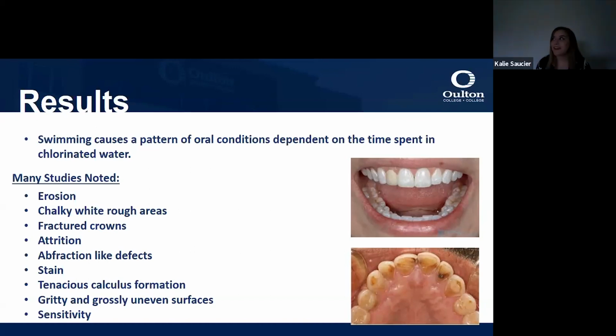Things that we found were erosion, chalky white rough areas, fractured crowns, attrition, fracture-like defects, stain, tenacious calculus formation, and gritty and grossly uneven surfaces, and of course, sensitivity. And most of these do cause sensitivity, so it definitely makes sense.